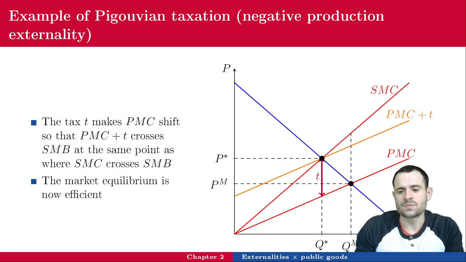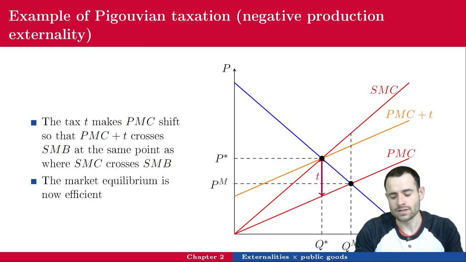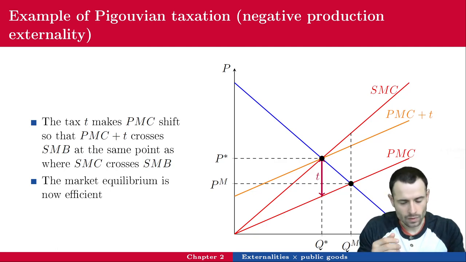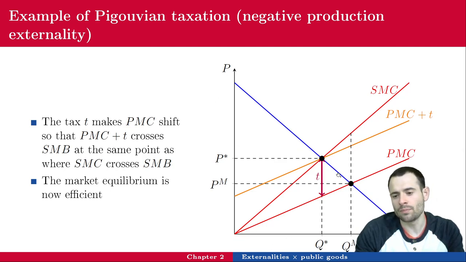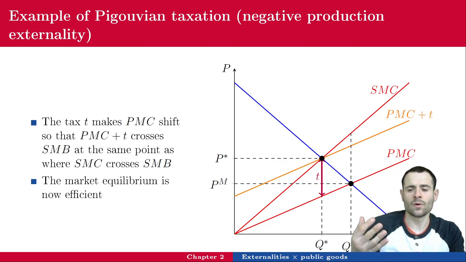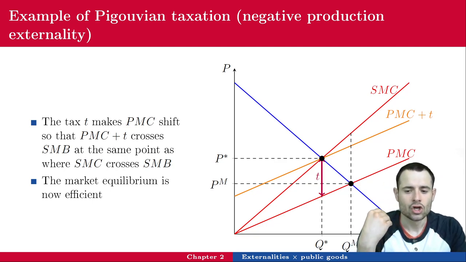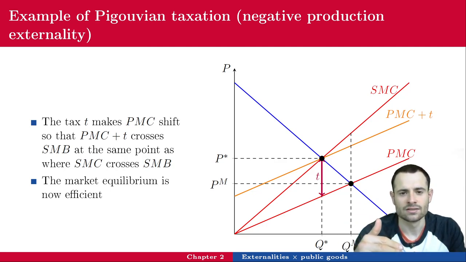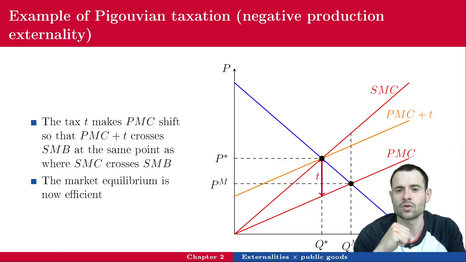In practice, it is pretty hard to implement. Why do you think that is? Well, in real life, you need to know what the social marginal cost is, what the private marginal cost is, and what the social marginal benefit is. Those are curves which are hard to estimate using data. There are multiple problems attached to it, and you would have to find those things for every good that creates externalities, whether they are positive, negative, and so on.